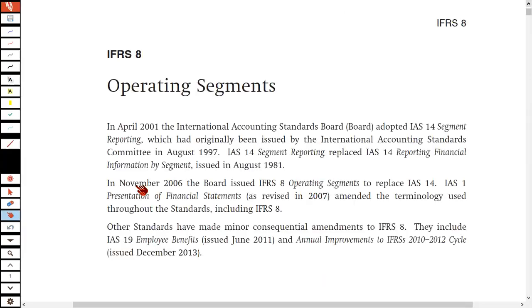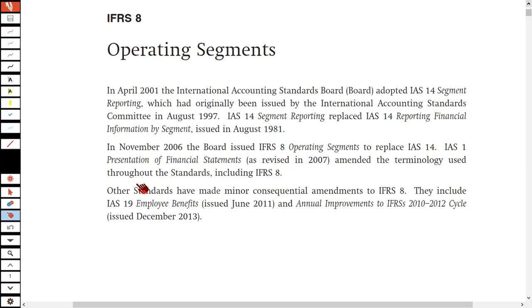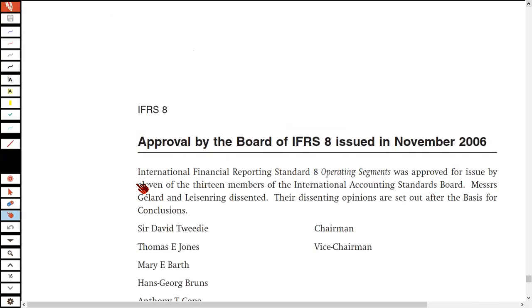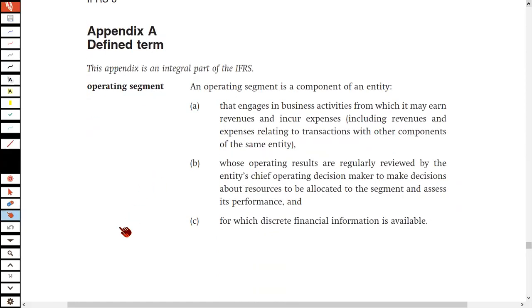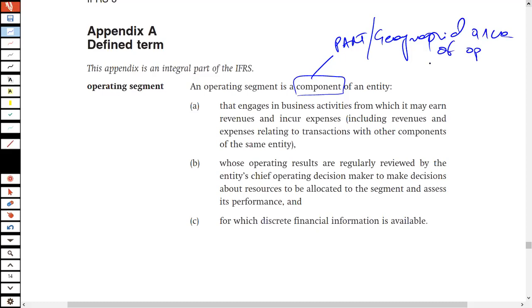Okay, now let's move a bit forward and discuss what exactly you mean by an operating segment in accordance with the definition laid down in IFRS 8. So what does it say? An operating segment is a component of an entity. Now, the first thing is, what is a component of an entity? A component of an entity could be a part of an entity. It could be the geographical area of operation. It could be a line of business.